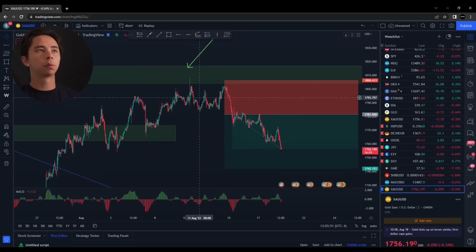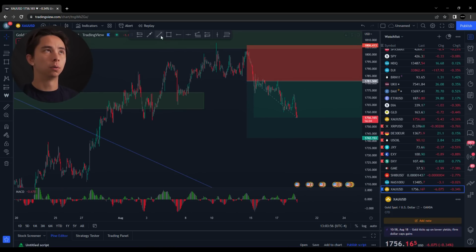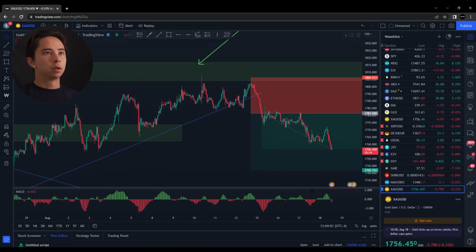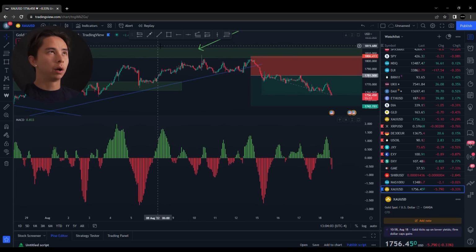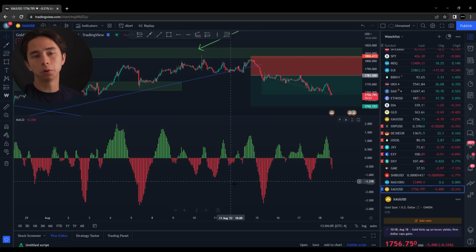Okay, now what we want to look for is price to break a higher low. So if price is in this uptrend, if I pull up this MACD for a while, just to show you here, we have all these red waves. These are all lows that correlate with the lows on the charts.